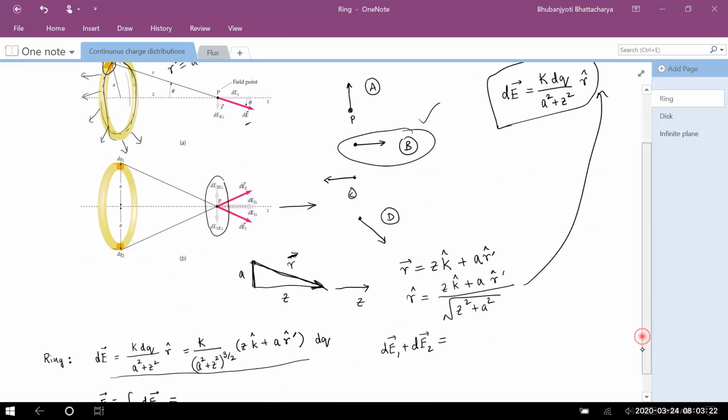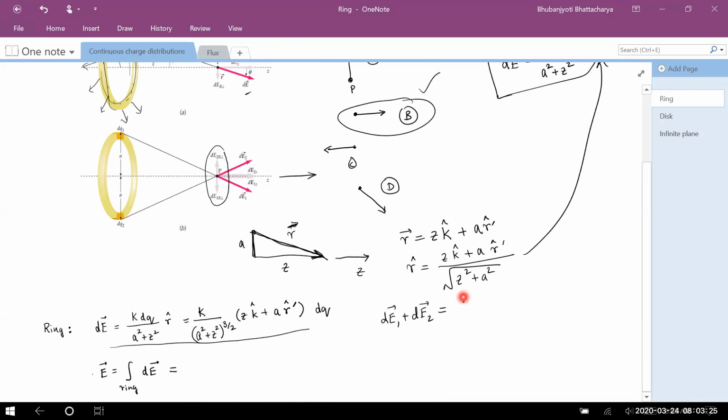So if I use all of that, then I find that the net result over here would be k over a squared plus z squared raised to the 3/2 multiplied by z k hat dq. And in fact, the part that was dependent on the radial r hat prime vector, which is pointing like this for dq1, is going to be pointing like that for dq2. These two are equal and opposite, and so they're going to cancel. So if I add these two components, this is the result that I get. Now this makes our integral much easier.